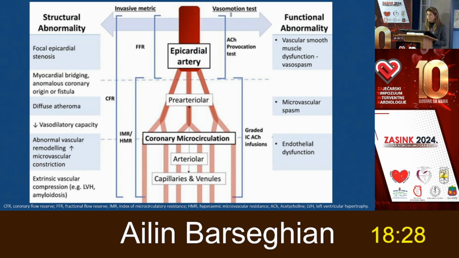So we do that by two methods. One is we either push acetylcholine into the coronary in a large bolus. That might induce coronary vasospasm. And greater than 90% is considered spasm and often referred to as Prinzmetal angina.